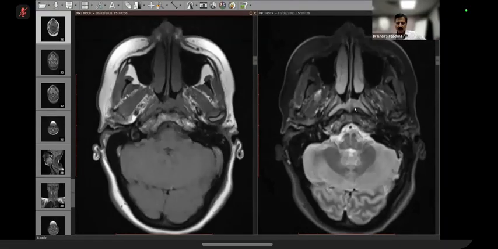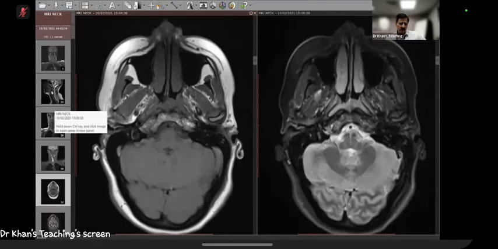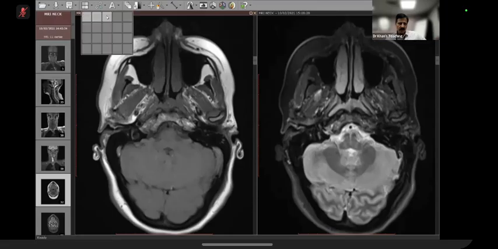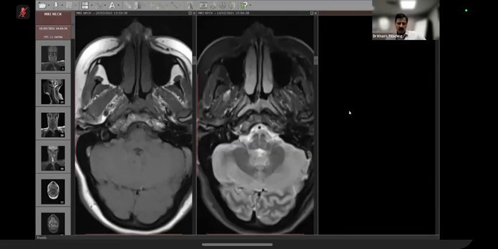Now, as we are, let me marry it with, just one second, with a sagittal. So this is a sagittal.